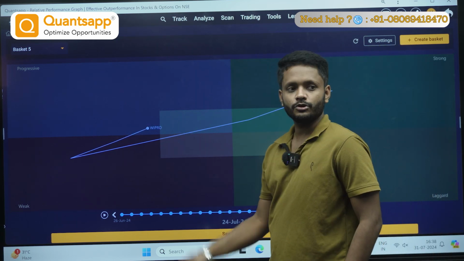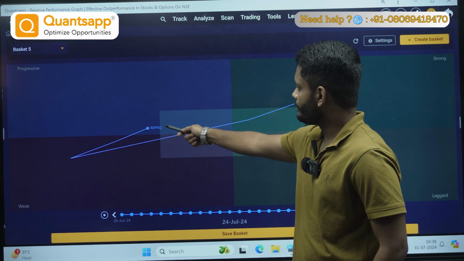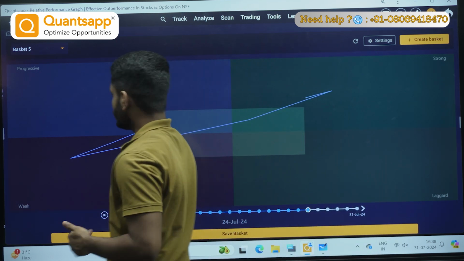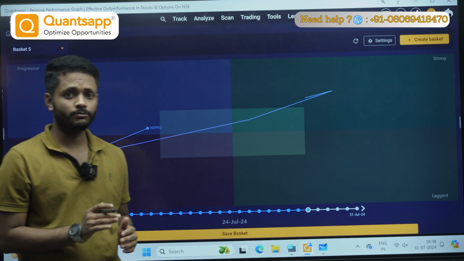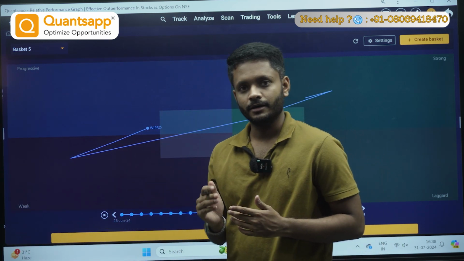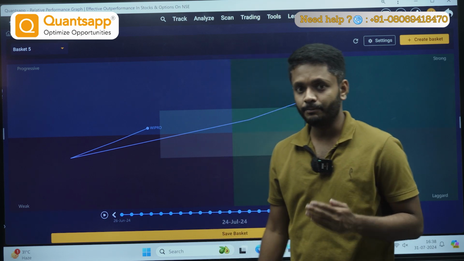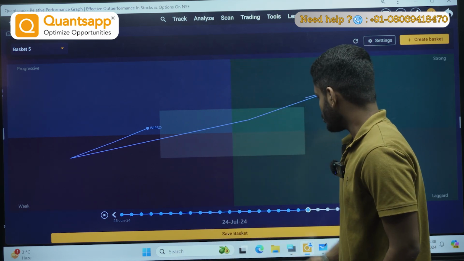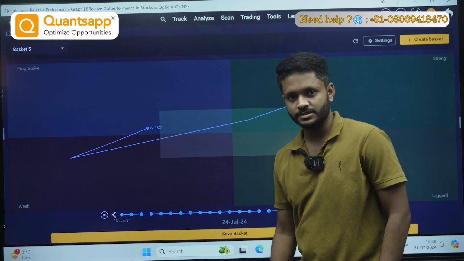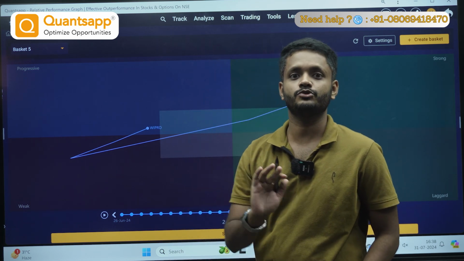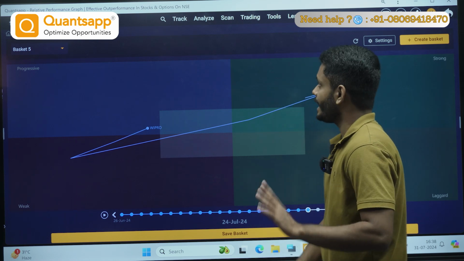Now on 24th July, I can see Wipro in the progressive zone properly. So now what the rule book says, whenever a stock moves from weak to progressive, I can initiate a trade on the immediate next day, provided the previous day's high is broken. Simple. So on 24th July, Wipro is in progressive. So I was supposed to initiate a trade on 25th of July, provided the 24th day's high is broken.